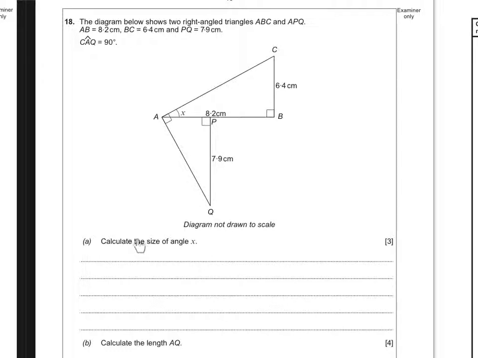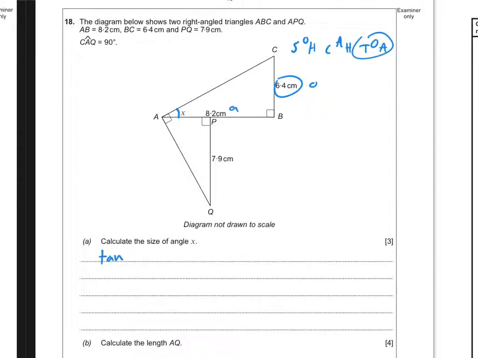But for part A, we've been asked to calculate the size of angle X, which is here. So this is just using our normal trigonometry rules. So we're thinking SOHCAHTOA. And looking at this triangle, if here is my angle, the side opposite it is 6.4 and the side adjacent to it is 8.2. So I have O and A, so I'm going to be using the tan ratio.